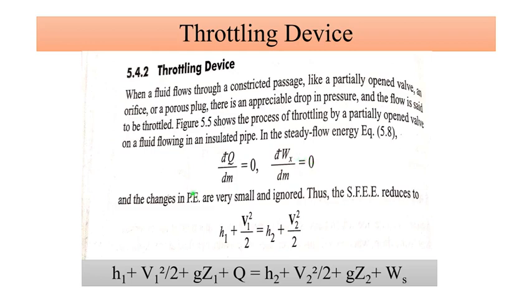Potential energy changes are also 0, so z1 minus z2 will also be 0. So the quantities gz1 plus Q and gz2 plus Ws will become 0. We'll be remaining with h1 plus v1 square by 2 is equal to h2 plus v2 square by 2.